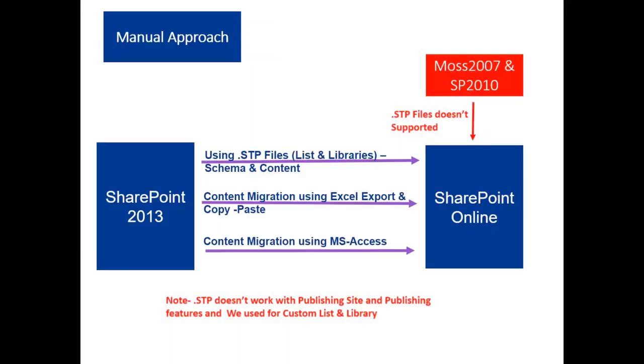So that is why we use this STP files movement. That is also not supported in most of the cases, but for very simple projects, like businesses or small organizations who have like 100 to 200 users and not a huge amount of content, this is also an option. If they are not using publishing sites, just take the STP file in the logical order, maintain the lookup columns and all, upload into the SharePoint Online sites, and we can start using.